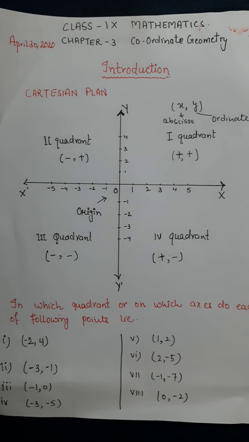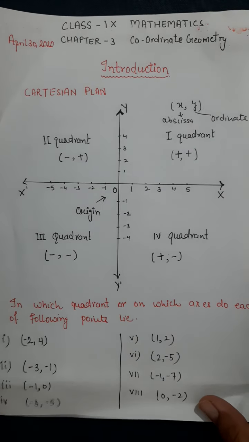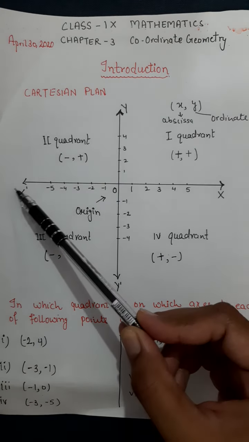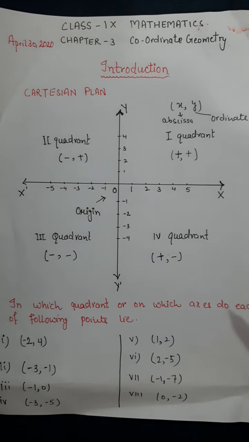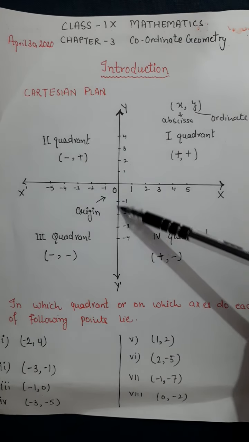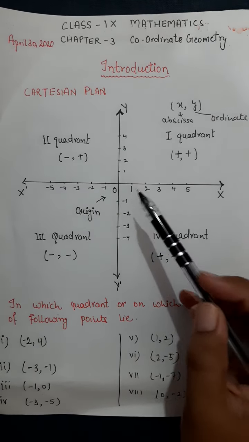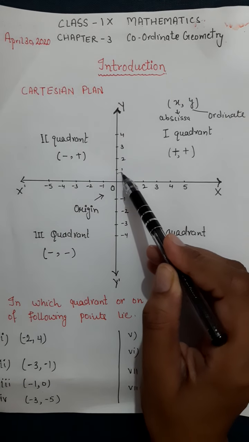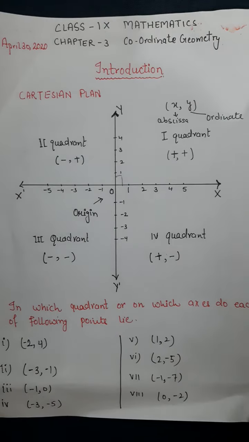For that, first of all, I will explain to you the Cartesian plane. What is a Cartesian plane? Whenever we have a horizontal line and a vertical line making a 90-degree angle in between, or you can say they are perpendicular to each other, then a Cartesian plane is formed.